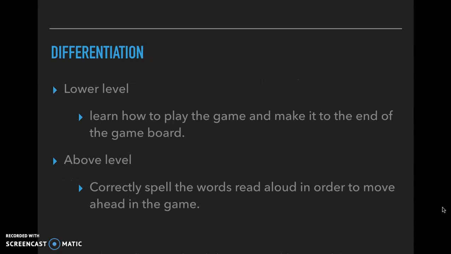The differentiation lower level, they would learn how to play the game and make it to the end of the game board, the finish line. The above level or the upper level, they would correctly spell the words read aloud in order to move ahead in the game.